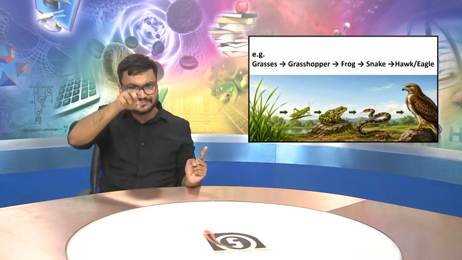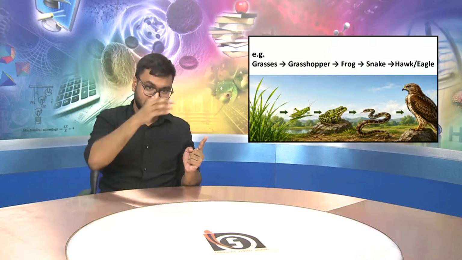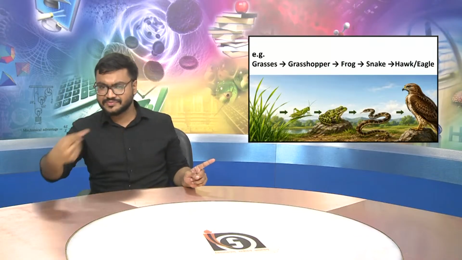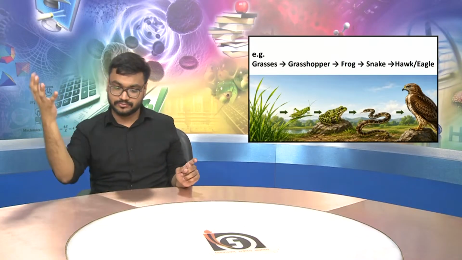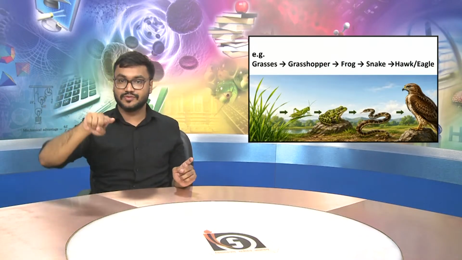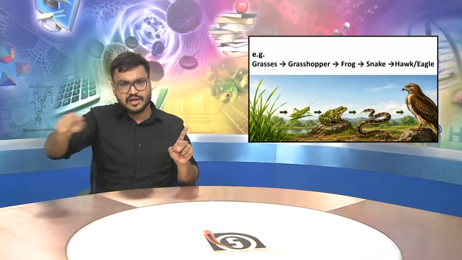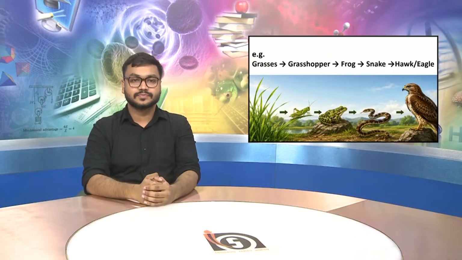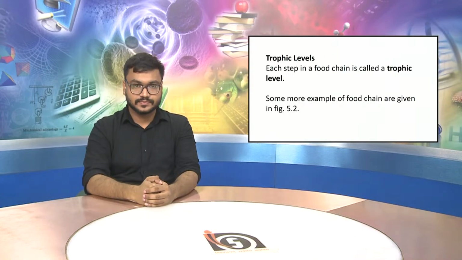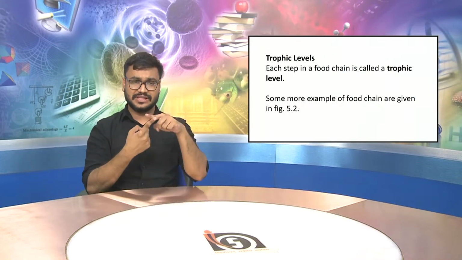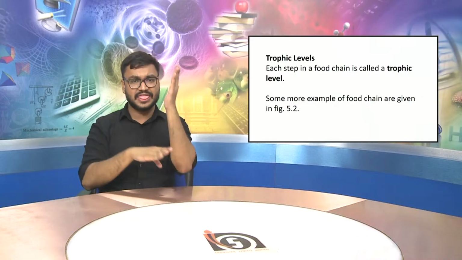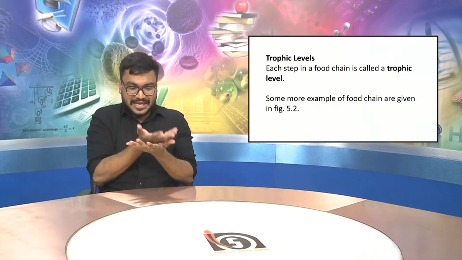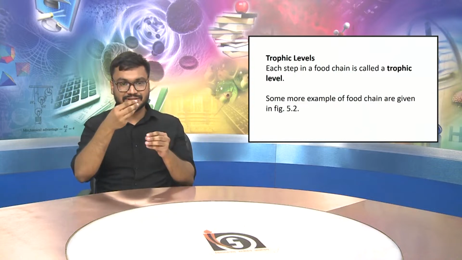Here is an example of a food chain. At first, grass is the producer, then grasshopper eats grass, then frog eats grasshopper, and then snake eats the frog, and then eagle eats the snake. Trophic levels. Each step in a food chain is called a trophic level.